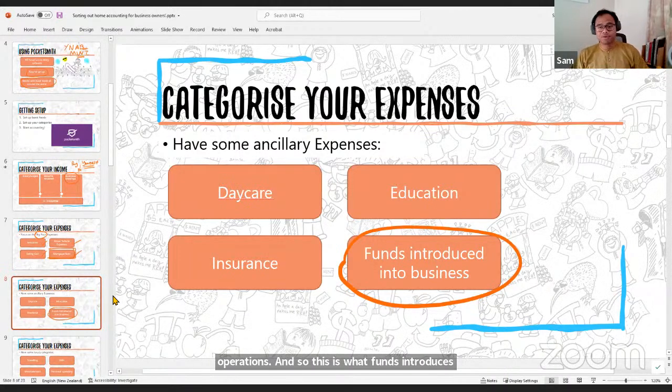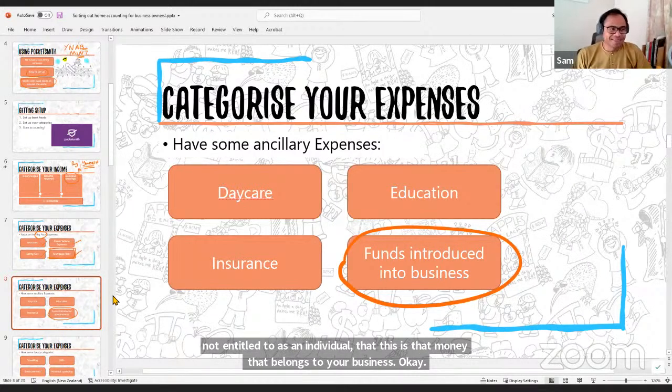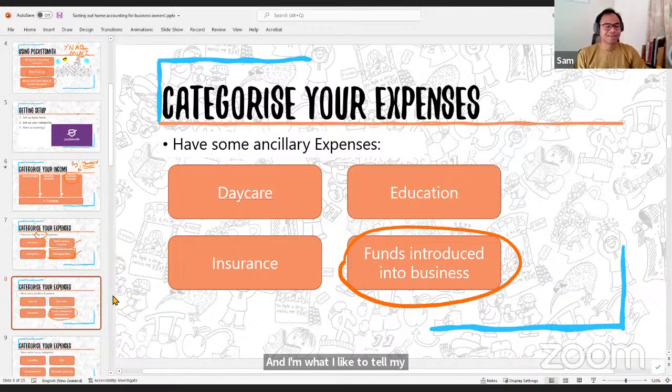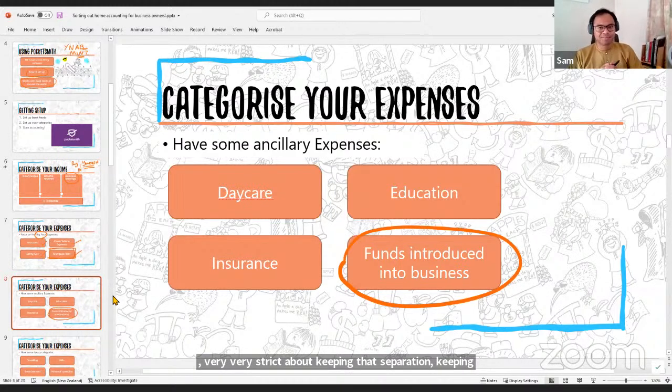And from a personal point of view, it counts as an expense. It counts as a cash outflow for your family, because that's money that you are not entitled to as an individual. That money now belongs to your business. Okay. And what I like to tell my clients is that I'm very, very strict about keeping that separation, keeping that delineation between personal expense and business expense.